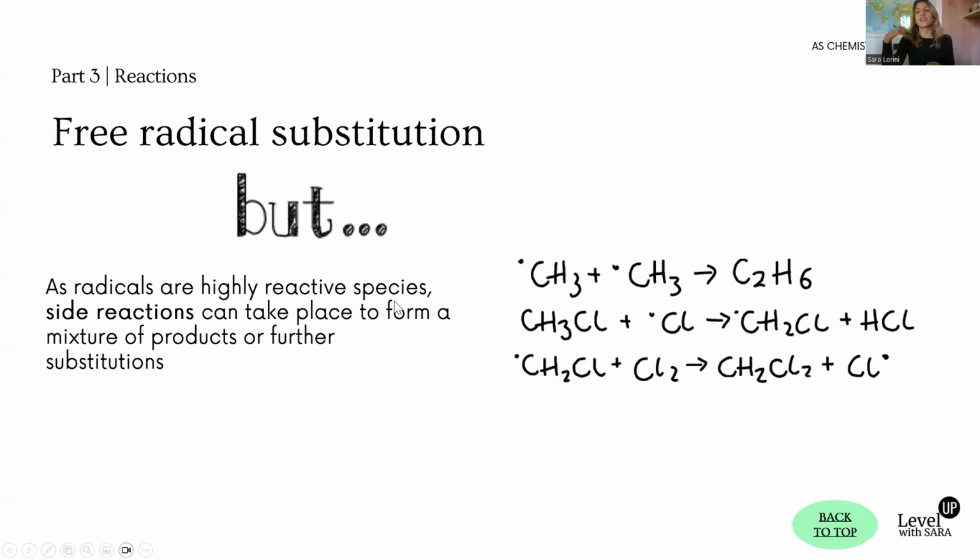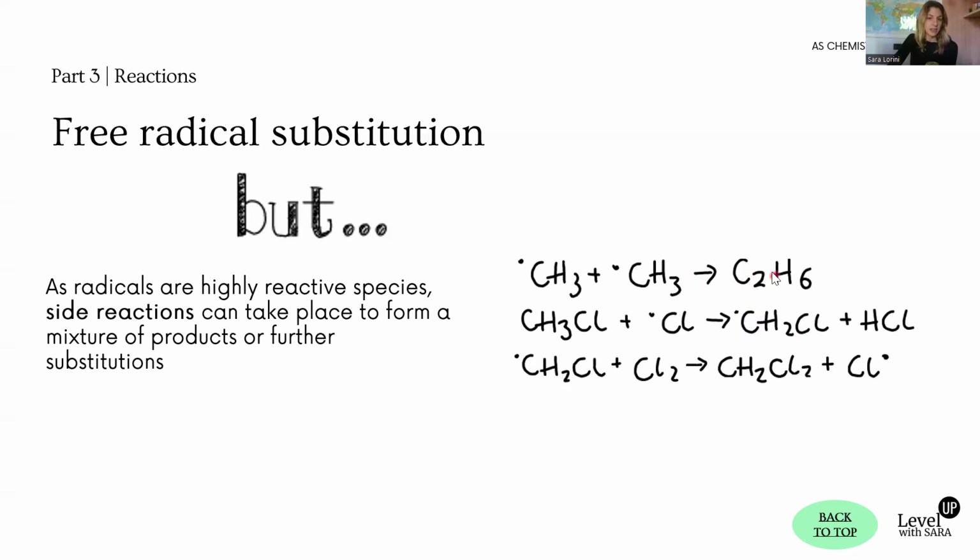Now, the part that is a bit more challenging and that is often assessed in the exam is to write side products or to explain why this is not a useful mechanism. And remember that the way to explain it is that radicals are highly reactive species. There are side reactions that can take place to form a mixture of products or further substitutions. Okay, and here are some examples.